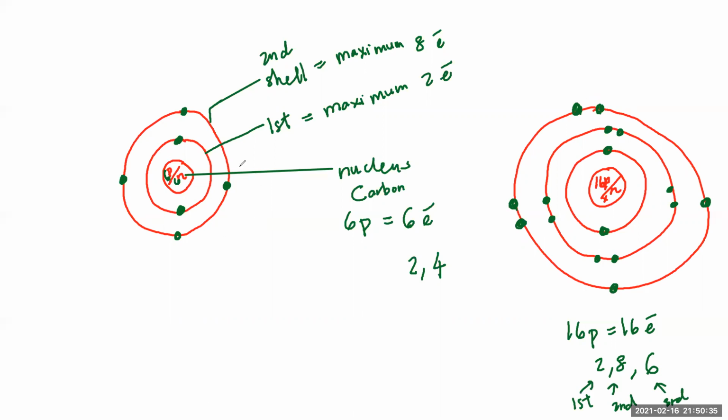For carbon, the first shell has 2 electrons, the second shell has 4 electrons, and I write it this way, 2, 4. This is known as electron arrangement.